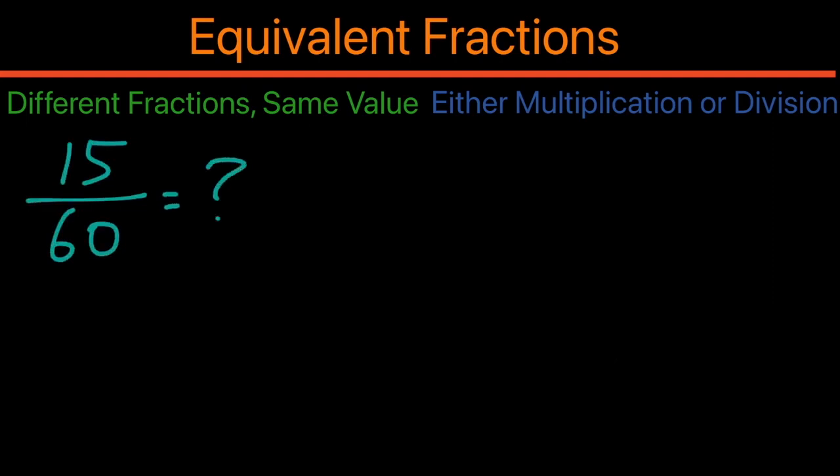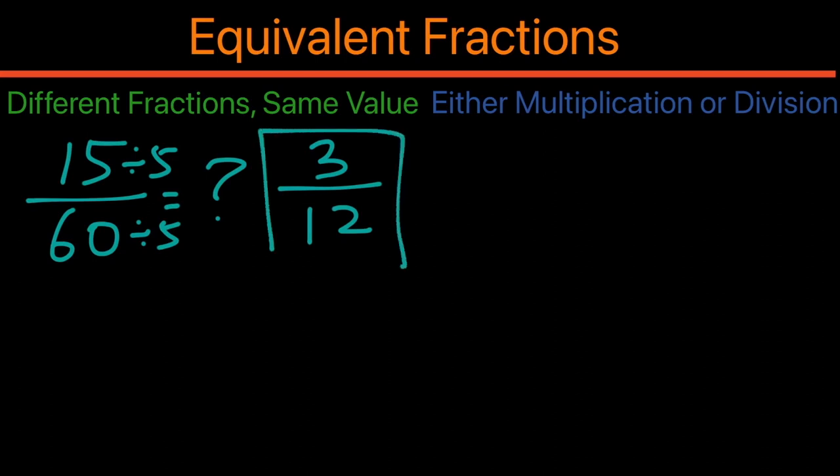15 over 60. With this fraction, we could multiply or we could divide, because both numbers could be divisible by a certain number. In this case, 15 could be divisible by 5, same for 60, and we will have 3 over 12. And that is equivalent to 15 over 60.